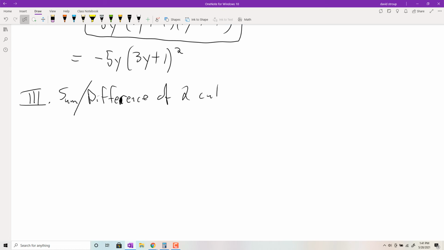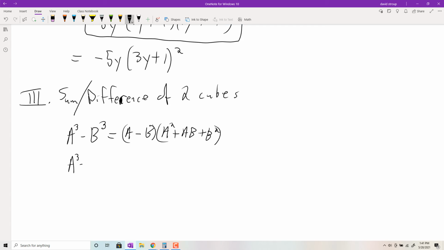Okay, so the forms are a cubed minus b cubed, and this is why it's hard to remember. So it's a minus b and then a squared plus ab plus b squared. Okay, and then the other form, a cubed plus b cubed, is going to be a plus b. It's all the same variables, but the signs are a little bit different. Minus ab plus b squared.